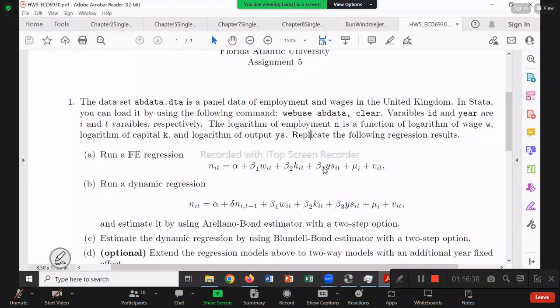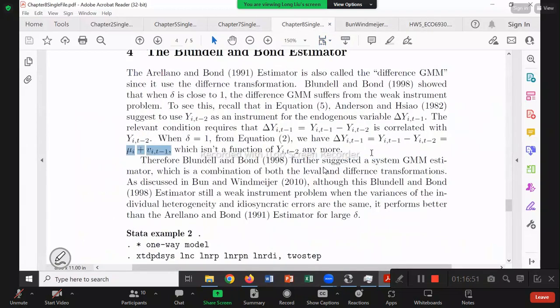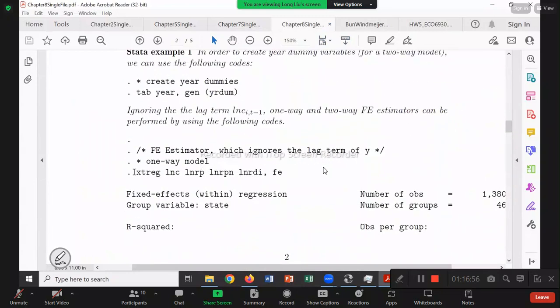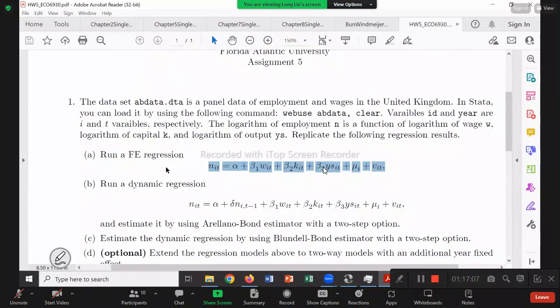So part A, fixed effect estimator. By default, it's a one-way model, one-way estimator. The first line corresponds to our example right here. Similar to our example, xtreg y x1 x2, comma fe. So for our homework in your case it is xtreg n w k ys, comma fe, using the fixed effect estimator.